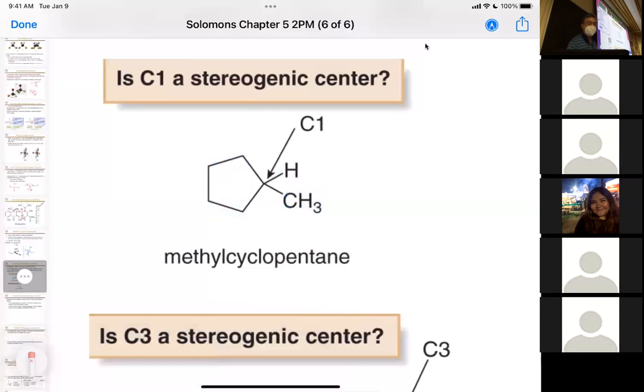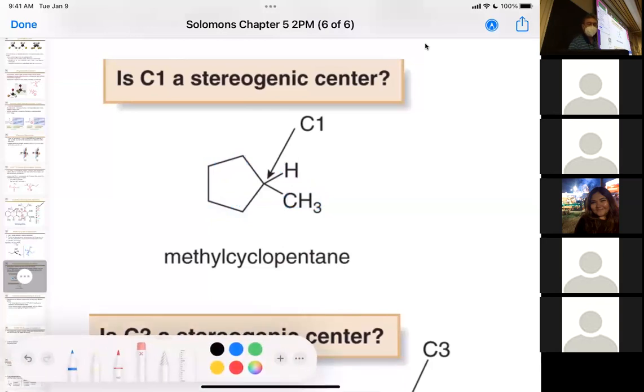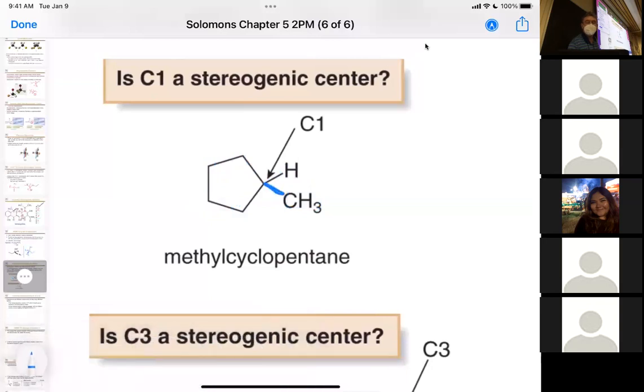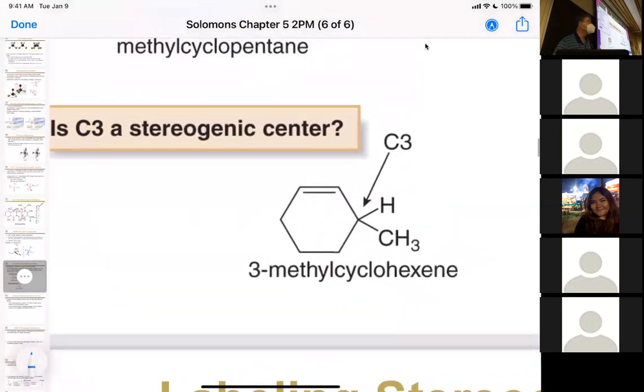And on top of that, if this methyl group was coming out at us and this hydrogen was going back in, we could actually make a plane right through the middle of here, and this half of the molecule looks exactly like this half of the molecule. So it has a mirror plane, a plane of symmetry in it, and it doesn't have 4 different things.